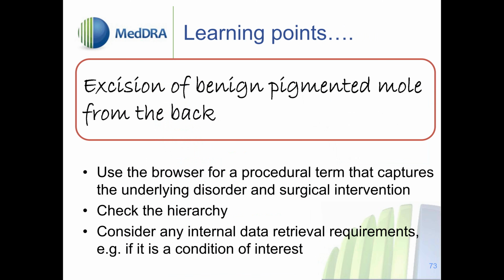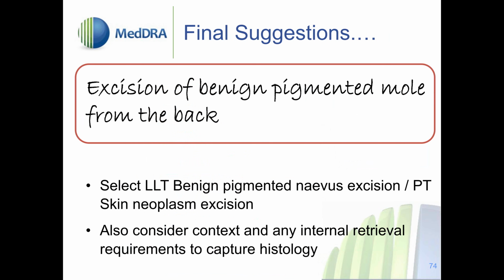So I would use a browser to find a procedural term capturing the underlying disorder and the surgical intervention. That's always our first option. That's our ideal. Find a combination term if one exists. But I did check the hierarchy here, and if you do have any internal data retrieval requirements, it might be important to you to capture the benign. And then if it is a condition of interest, you might have a guideline which suggests that you do split code to capture that. Final suggestion there was the LLT of benign pigmented nevus excision, just as a summary.